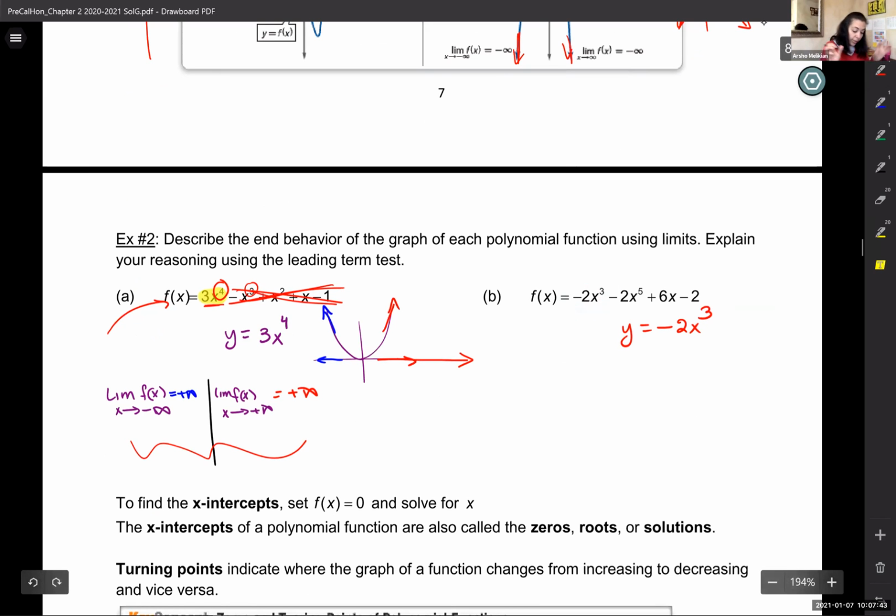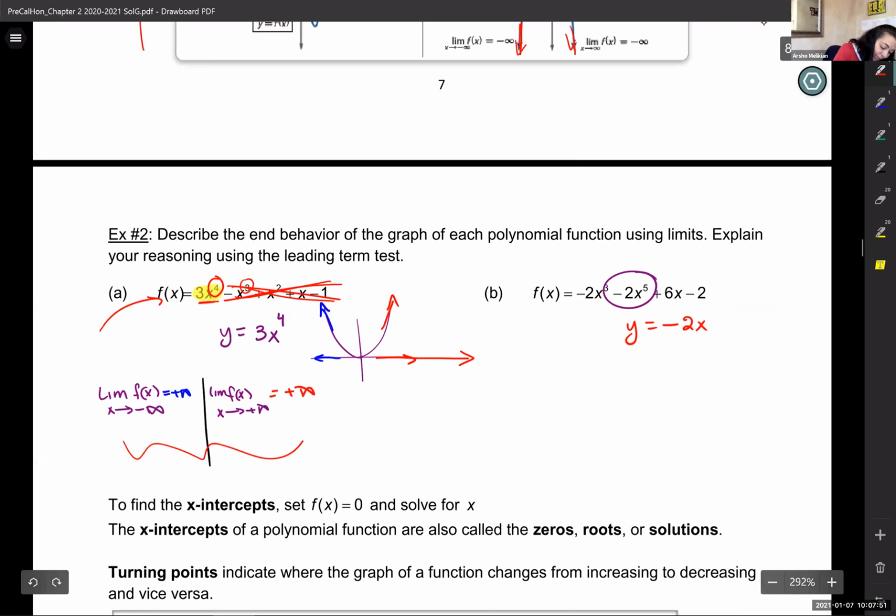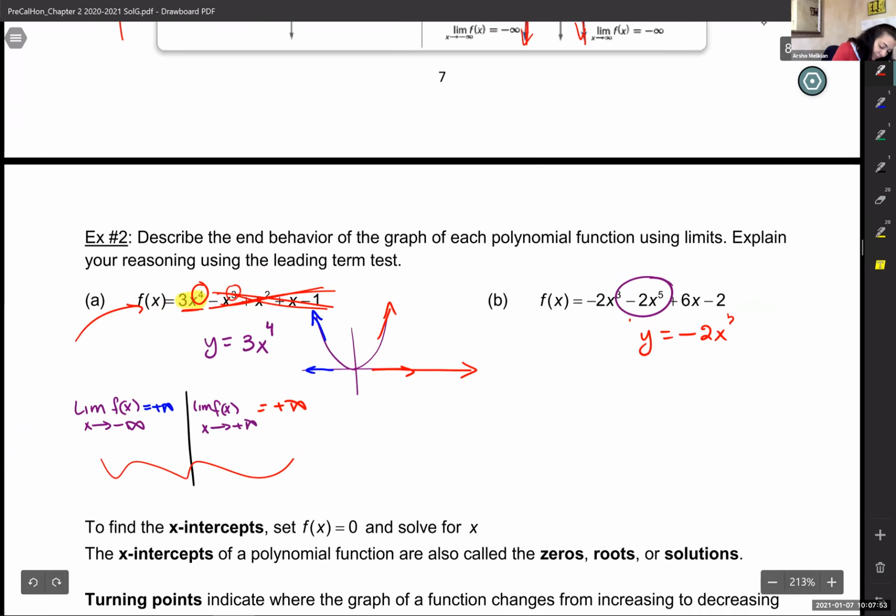Oh my God, I'm so sorry. Yes. I fell into my own trap. Sorry. Negative 2x to the 5th, right? So scan it carefully. Thank you.